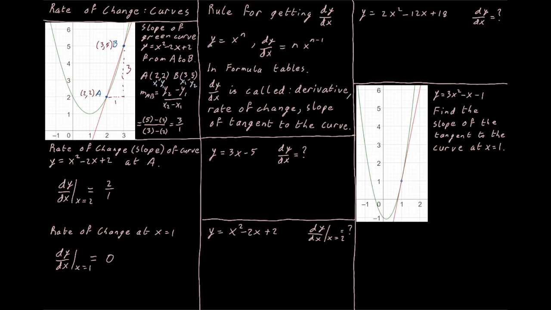So if we have y is equal to something involving x, so x to the power of n, then dy dx, the rate of change or the derivative, is going to be multiply by the power. So we multiply by n and then minus 1 from the power. So to do the derivative, we would multiply by the original power and then minus 1 from the original power.